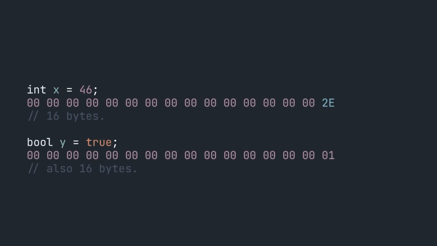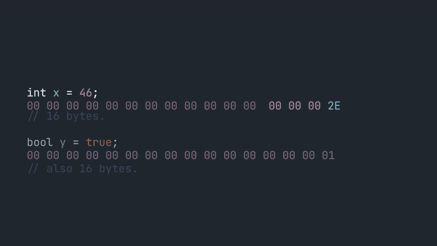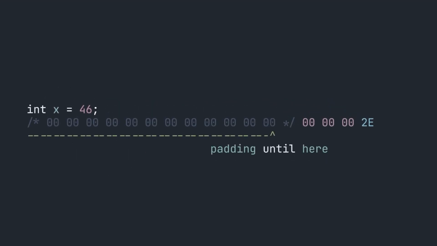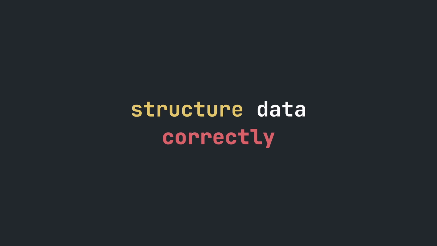GPU data is automatically 16-byte aligned, so sending up an int is actually not just sending up 4 bytes, it's actually sending up 16 bytes with 12 of them being padding. Therefore, it's extremely important to know how you structure your data when you send it up to the GPU. For example, can you spot the issue in this structure?